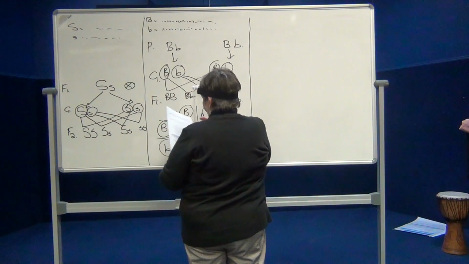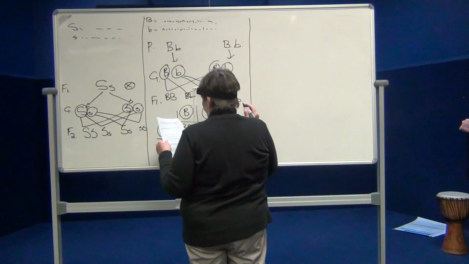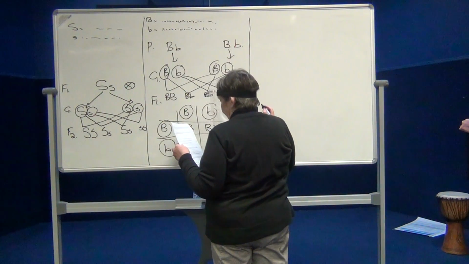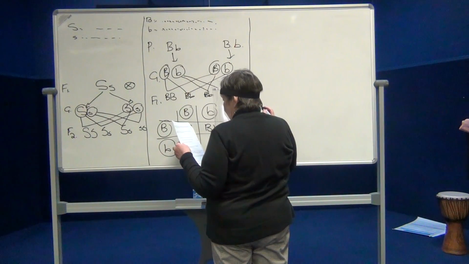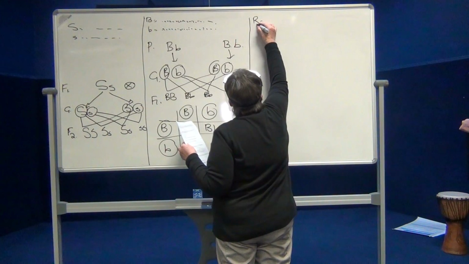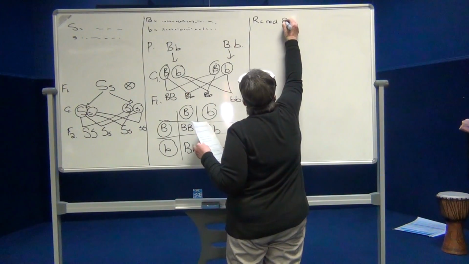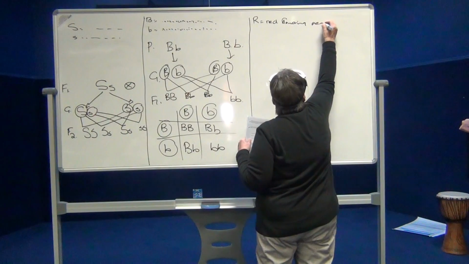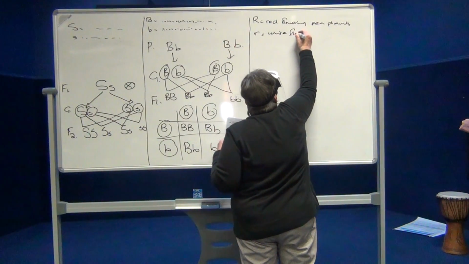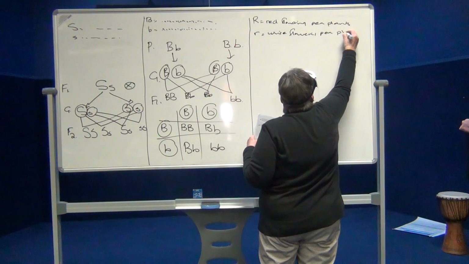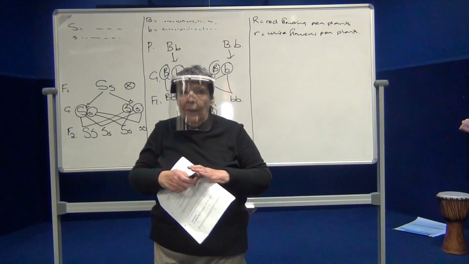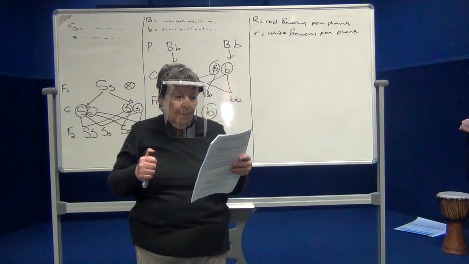Okay. A pea plant with red flowers is crossed with a pea plant with white flowers. In the F1 generation, all of the plants had red flowers. What conclusion can be drawn from this with regards to the parents? Okay, so first of all, you establish that the allele for red flowering pea plants is dominant over the allele for white flowering pea plants. Okay, you happy with that? Can you see why you can conclude that? Yes. Okay. All right.